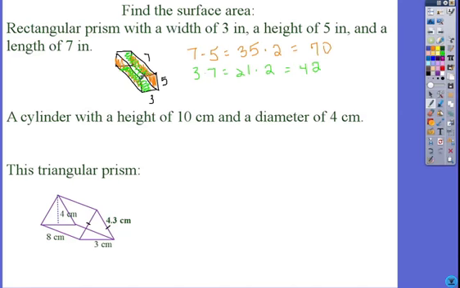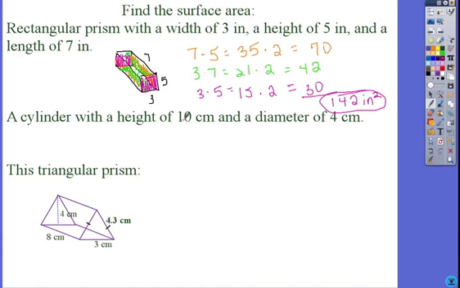And lastly, I have the front, which is 3 times 5, which is 15. But I have a front and a back, so I multiply it by 2, and this gives me 30. So the surface area is the sum of all these, so I end up with 142 inches is my surface area. I should say inches squared. Surface area deals with squares.